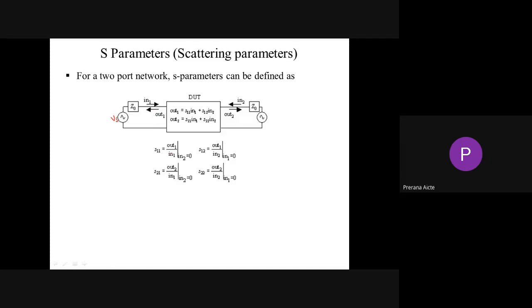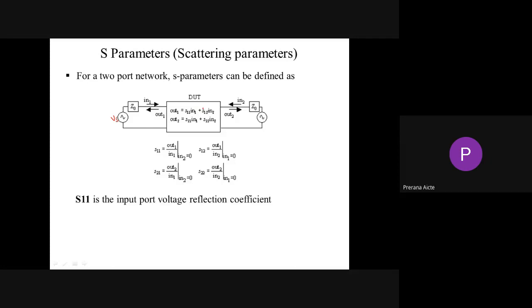Then, defining S11, it is out1 divided by in1, for in2 equal to 0. For S12, the relation between network 1 and 2 is out1 divided by in2, with in1 equal to 0. Similarly, S21 is output 2 divided by input 1, with input 2 equal to 0. S22 is out2 divided by in2, with in1 equal to 0. This entire thing is a black box, sorry, an S box.